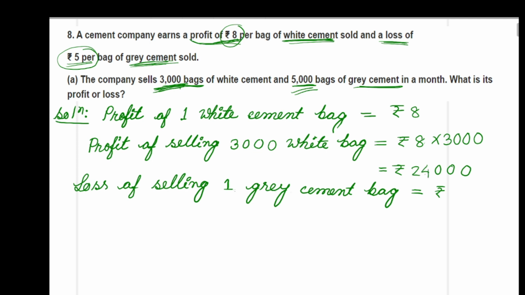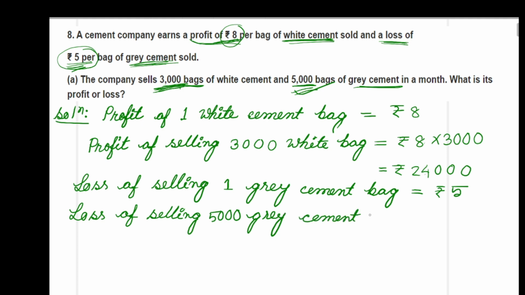Now loss of selling one grey cement bag, that is only 5. Rupees 5. Now loss of selling how many bags? 5,000. Selling 5000 grey cement bags, it is what? Rupees 5 into 5000, okay, it will be 25000. Yes, 25000. Now see, here loss is greater than profit.